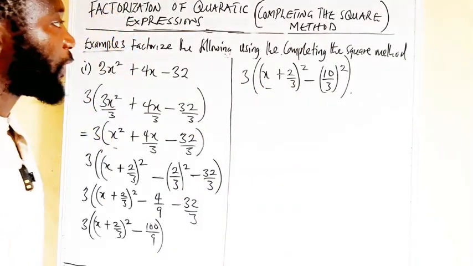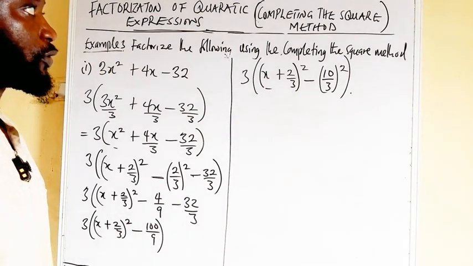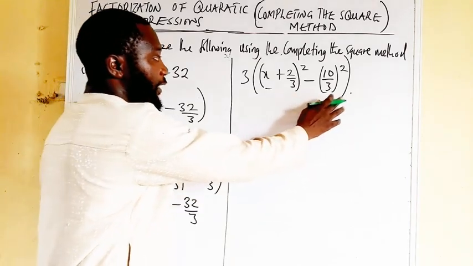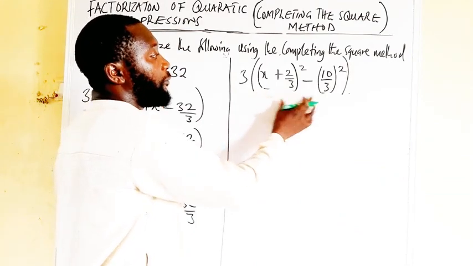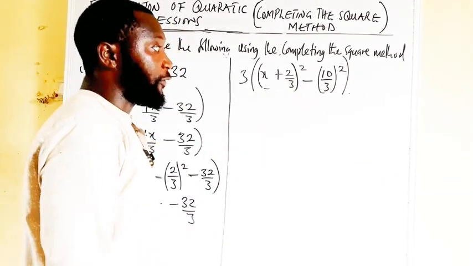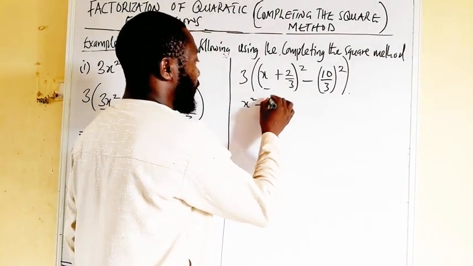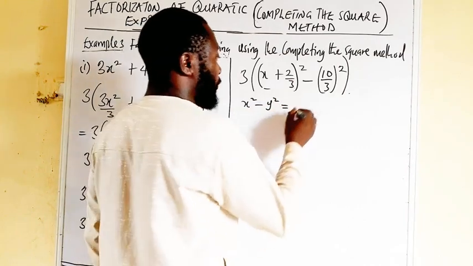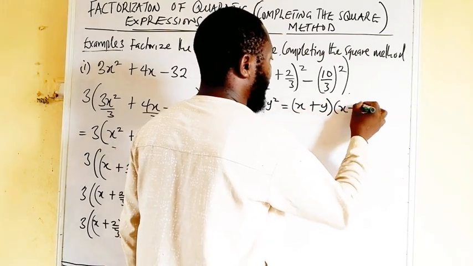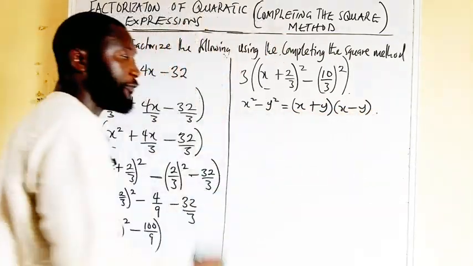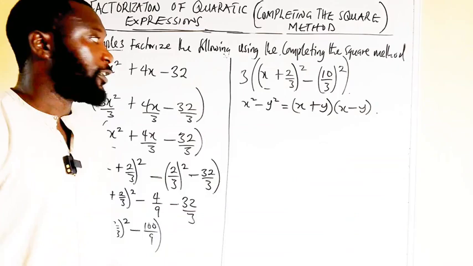Now, but we cannot leave our result like this. So we are going to use one idea now to complete this. You have the square of a number minus the square of a number. That is the difference of two squares. When you have x squared minus y squared, the result will be what? x plus y and what? x minus y. Let's apply the idea of a difference of two squares now to simplify this further.